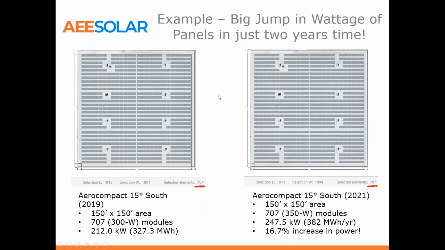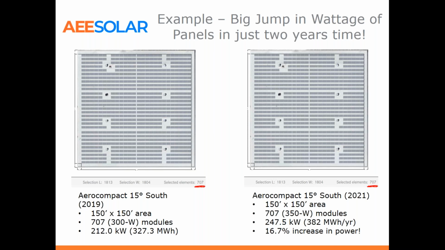So here are some examples of layouts I did. This is based on the Sacramento area. For production values, I use PVWatts. In 2019, I did this one here and was able to fit 707 modules, and those modules are 300 watt class. So we were able to get 212 kW in that area.